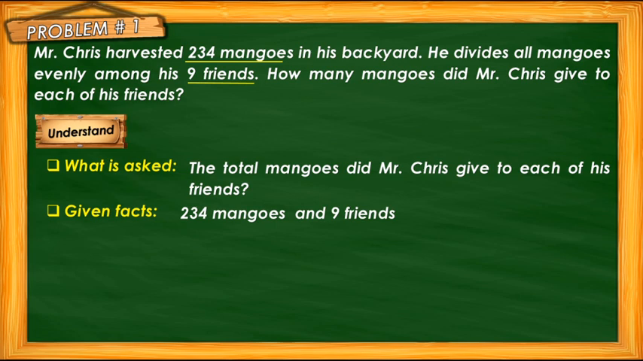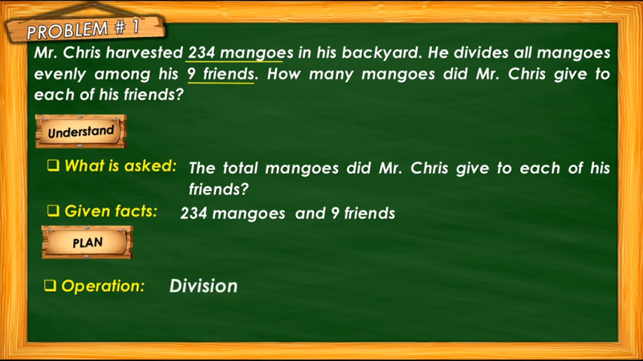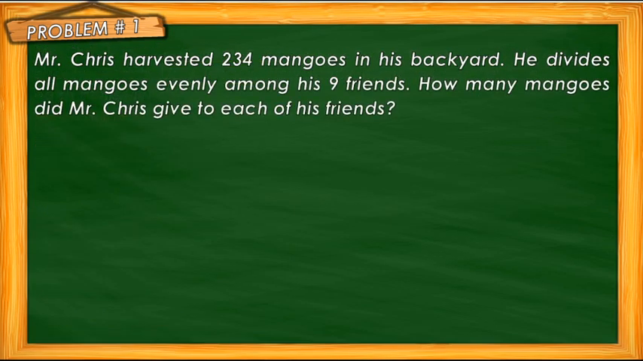Very good. Next, we're going to plan. So what would be the operation to be used? Very good. Division, because of the clue word divides. Next, what would be the number sentence? Correct. Again, you're going to write n is equal to 234 divided by 9. Next, we're going to solve.